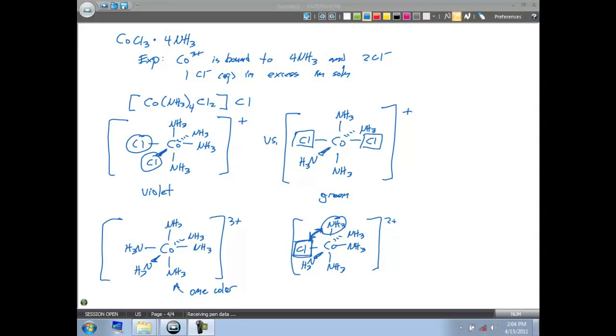But with these other complexes, by putting the 2 chlorines adjacent to each other versus on the other side of the coordination sphere, we're going to get different colors, and we have to come up with a different nomenclature system for these different types of complexes. The term that was used was called an isomer.